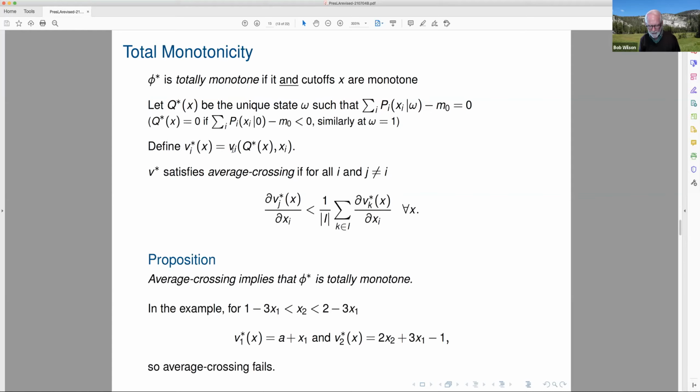This tells us the valuation based upon the inferred state from the signals, which is this Q star of X. And we'll say it satisfies average crossing if it satisfies this inequality. Its Jacobian has essentially a dominant diagonal. Well, this is the condition that Vijay Krishna has in his book about ascending auctions, as a sufficient condition for equilibrium in ascending auctions. So it's one that's been seen before. And the proposition here is that average crossing implies that the price function in the rational expectations equilibrium is totally monotone. So here that formula is displayed.